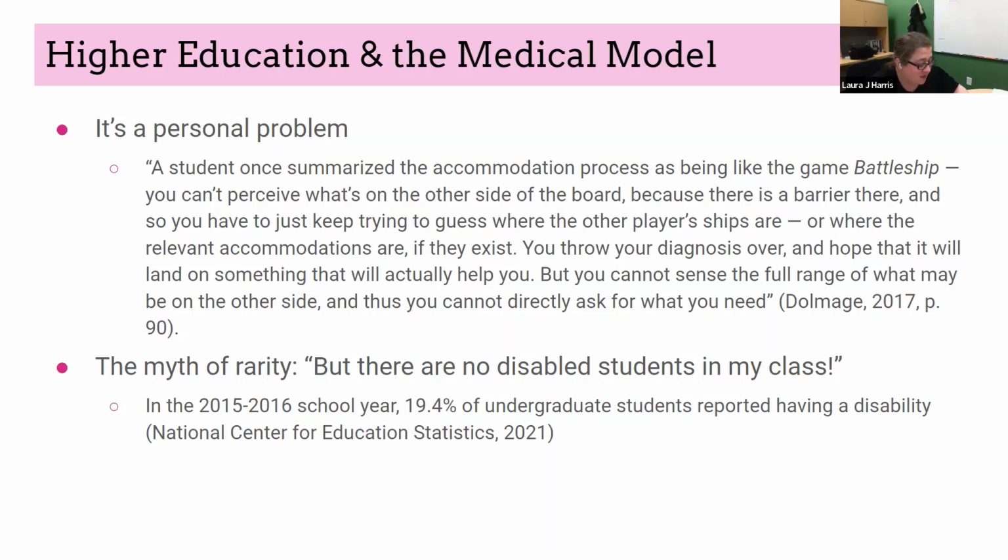And again, we have the 26% average from the CDC for adults, and unfortunately 2015-2016 is the most recent data from the National Center for Education Statistics. But according to those statistics, 19.4%, so almost 1 in 5 students, reported having a disability. Given that I think our average class size is around 19, the likelihood of no students in your class having a disability is very low. There's probably going to be a student with a disability in your class at one point.